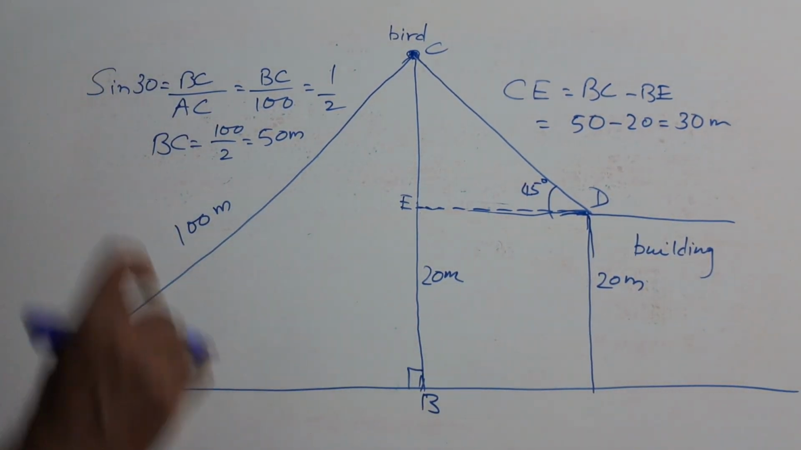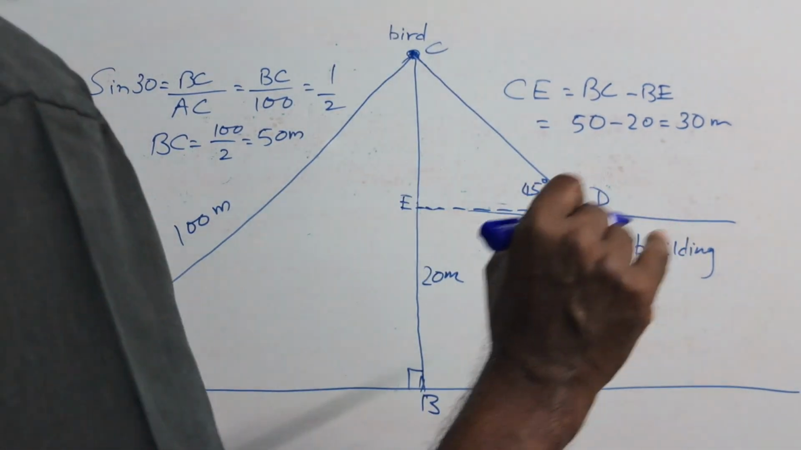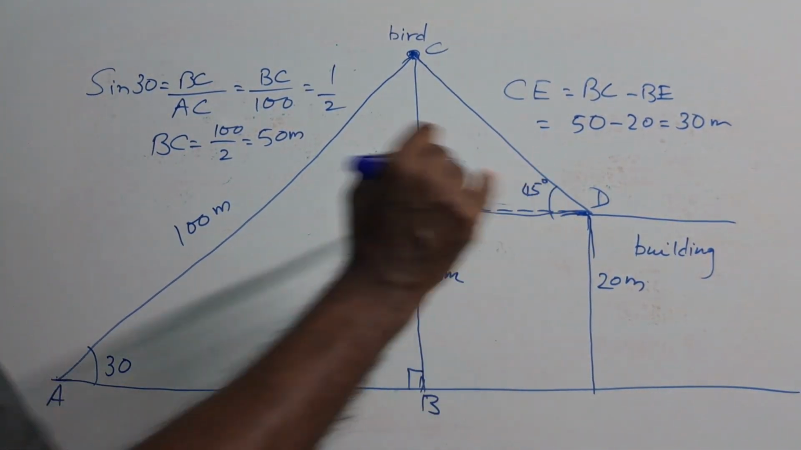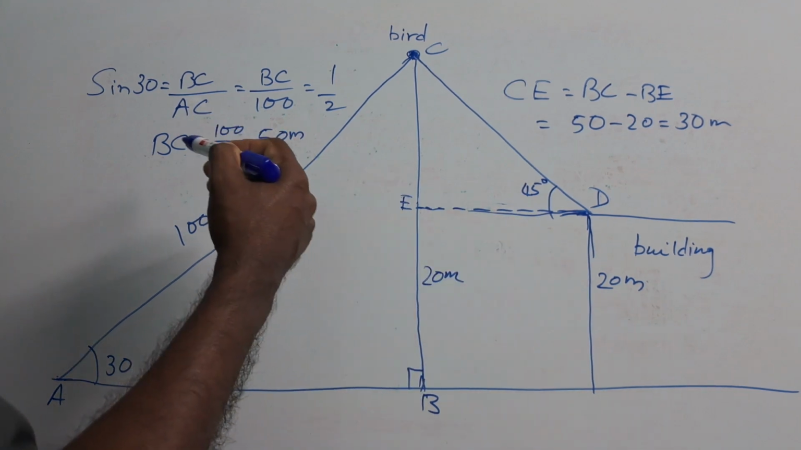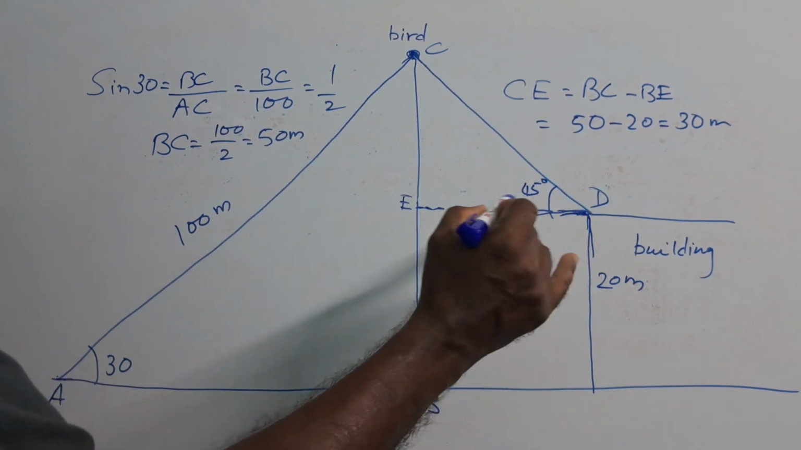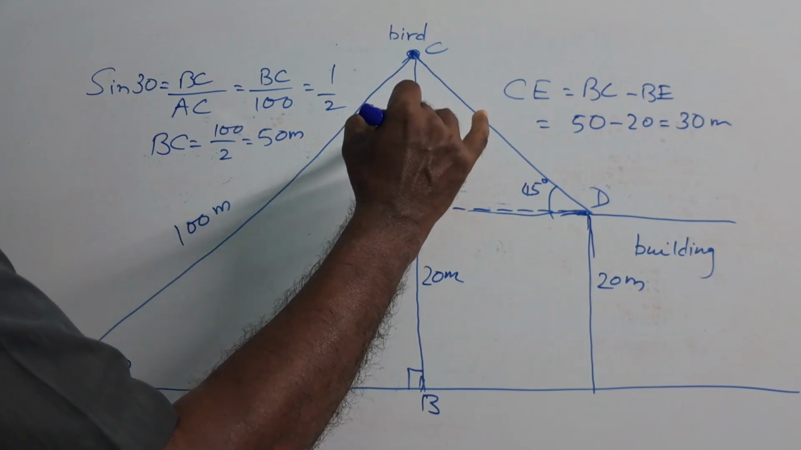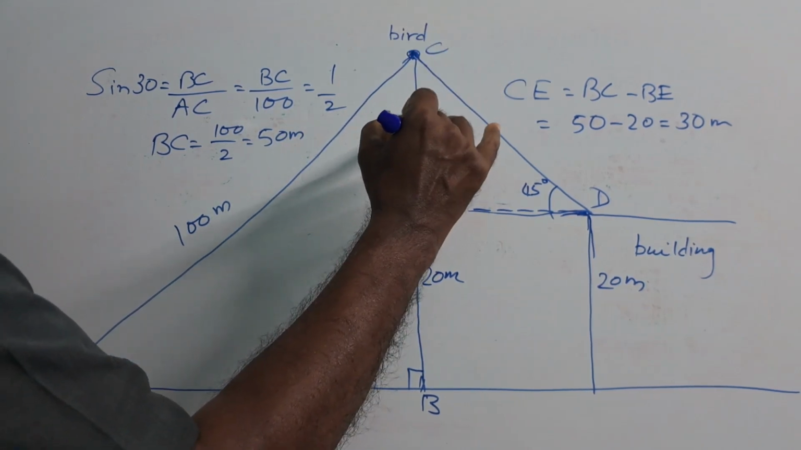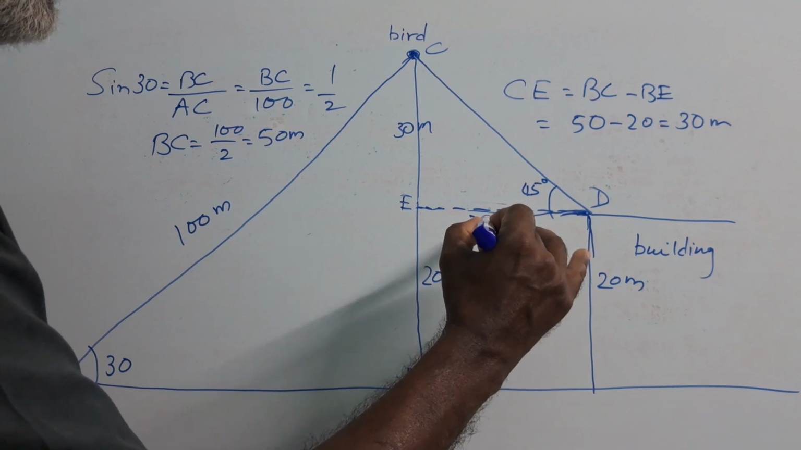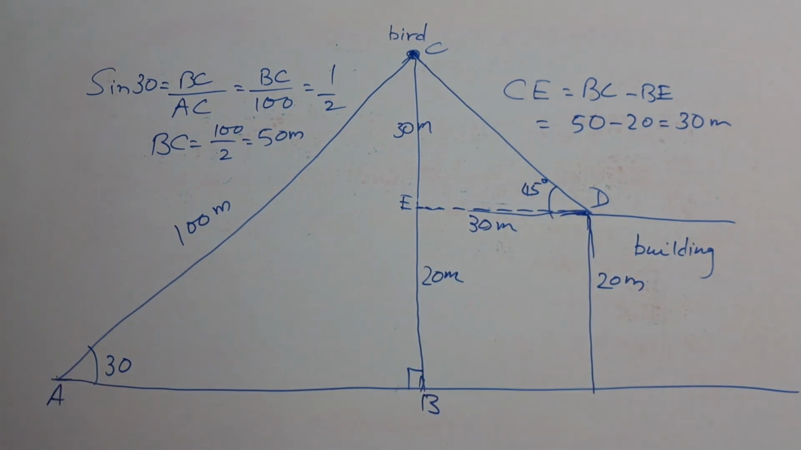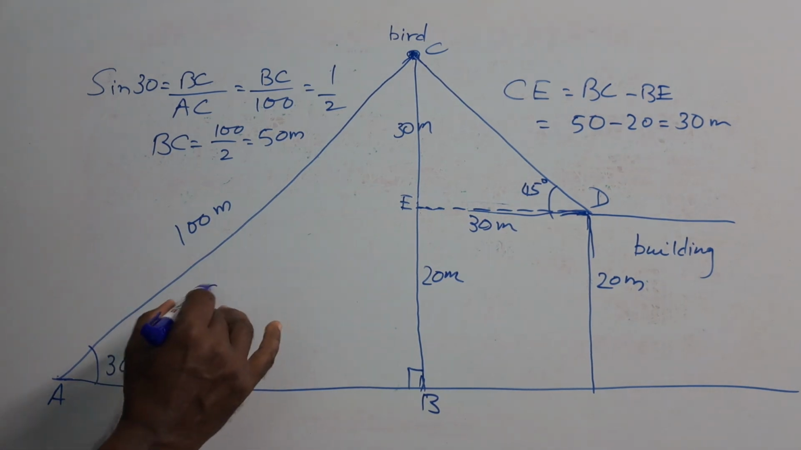As I have already stressed to you, if the angle of elevation or angle of depression is 45 degrees, it is quite simple to answer, because the opposite and adjacent sides are equal. We have already seen that CE is 30 meters, therefore DE is also 30 meters. We need to find CD.